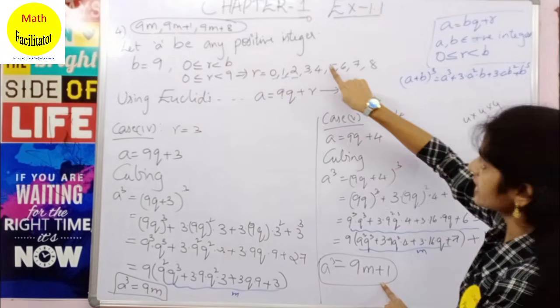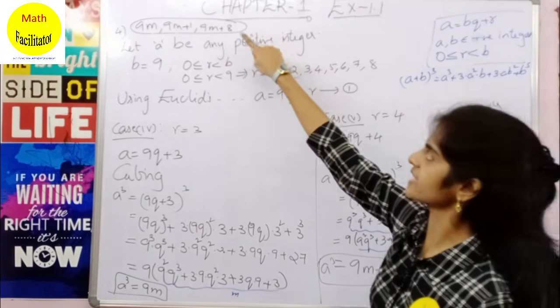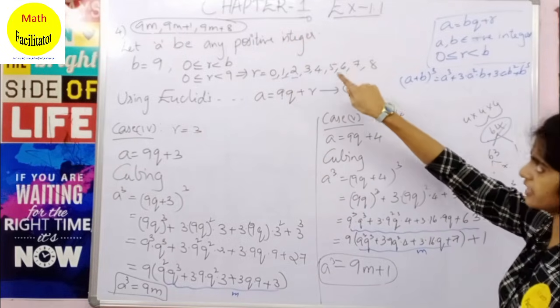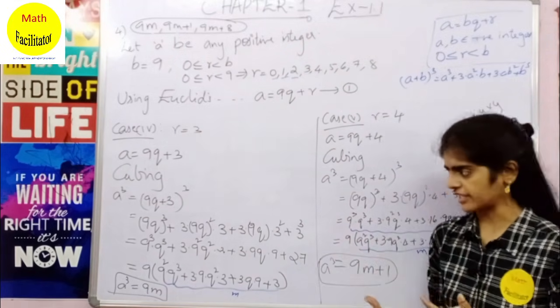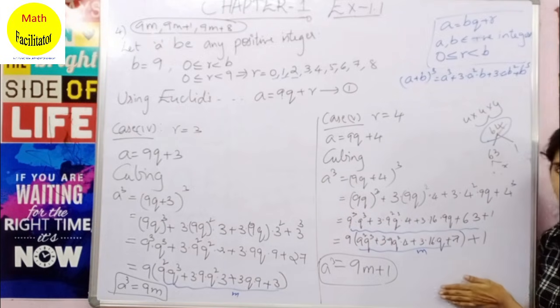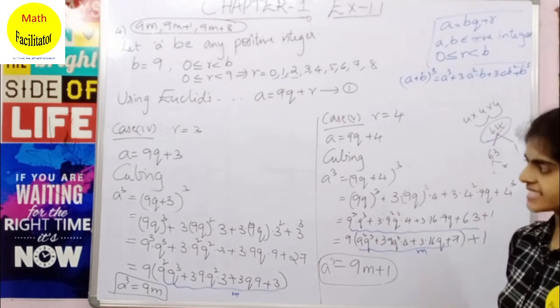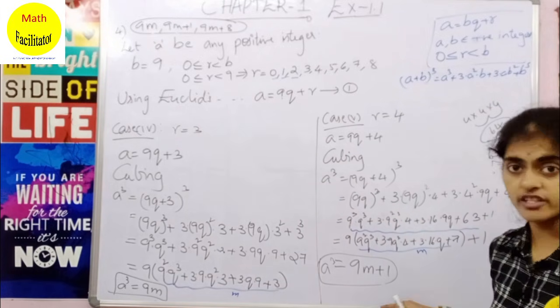Understood? Now when you take r equal to 5, what will you get? You will get 9m plus 8. Similarly, when you take r equal to 6, you will get 9m. Understood? So this is repeating. You can just do it yourself now. So I want you to practice it.